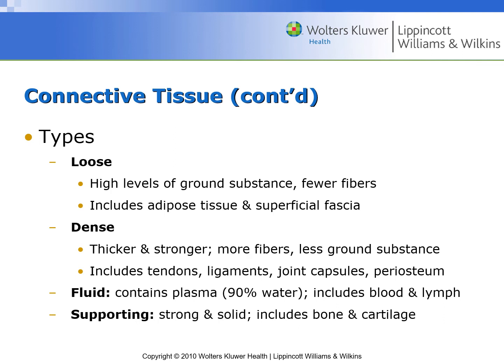Fluid connective tissue contains 90% water. This includes blood and lymph. Supporting connective tissue is strong and solid. This includes bone and cartilage.